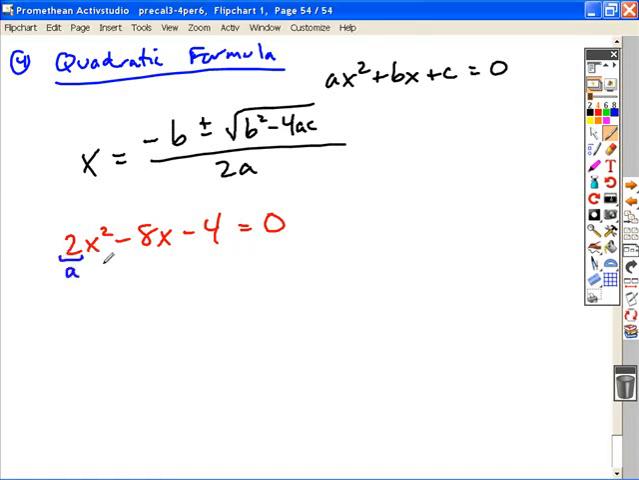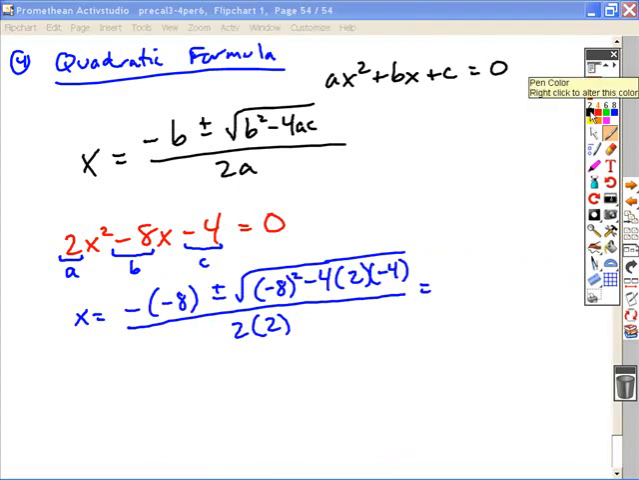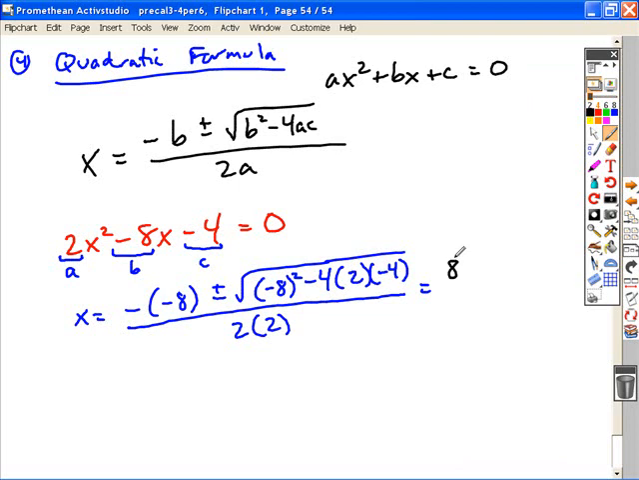But if you don't, you just need to identify your A value, your B value, and your C value. The signs carry with those, so you need to pay careful attention to whether it's a positive or negative. And so if you were solving for this, you get a negative b, which was a negative 8, plus or minus the square root of negative 8 squared minus 4. A was 2, c was negative 4, and that's all divided by 2a, which was 2. And then it's just a matter of simplifying and performing the calculations. The two negatives cancel, leaving just a positive.